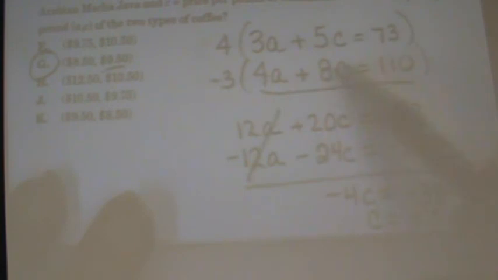So then I said, okay, I'm going to get rid of the A's. So I multiplied the top by 4, the bottom by negative 3, and I got rid of the A's, and I said, okay, C is 9.5. And it tells you right here, it goes A, then C. A is the Arabian coffee, C is the Colombian coffee. So which of these, the second one, is 9.5? Is G. So I didn't even have to finish this problem.